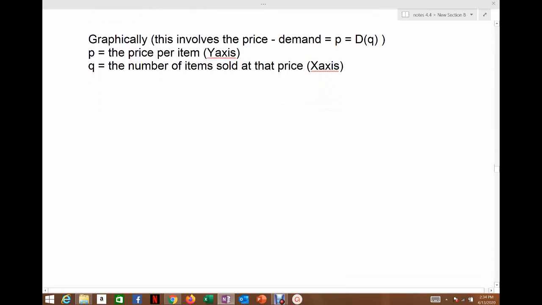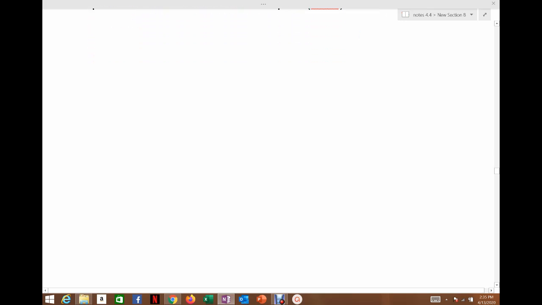So graphically, this involves the price demand function, where P is the price of my item, and that's the y-axis. Q is the x value, that's the quantity of items sold at that price in my market. Price and quantity fluctuate depending on the market's price. The higher the price, the fewer they sell, the lower the price, the more they sell. So again, there's a direct relationship between price and quantity in our market. So first the picture.